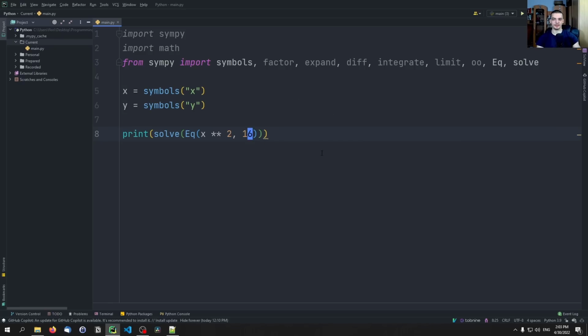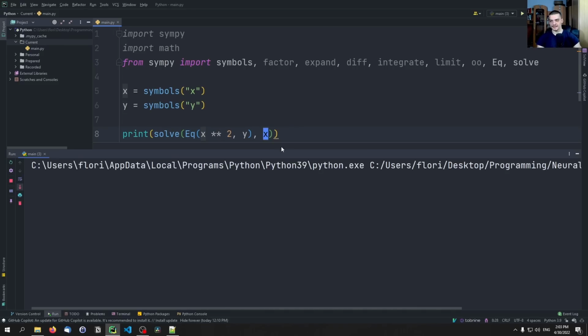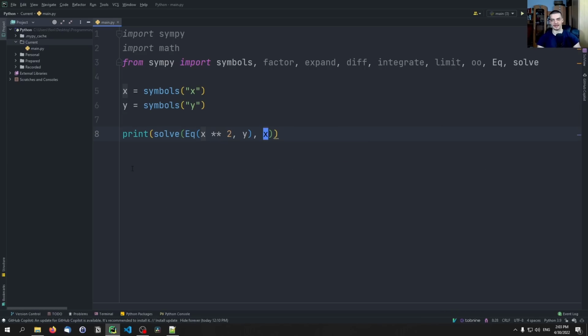We can do the same thing, by the way, also with variables or with symbols. So I can say x to the power of 2 is y, but then I have to specify, of course, what I'm solving for. And in this case, I want to solve for x. So inside of the solve function, the second parameter is x. I have this equation. I want to solve it for x. And then I get that the result for x is whatever y is, the square root of that, or the negative square root of that.